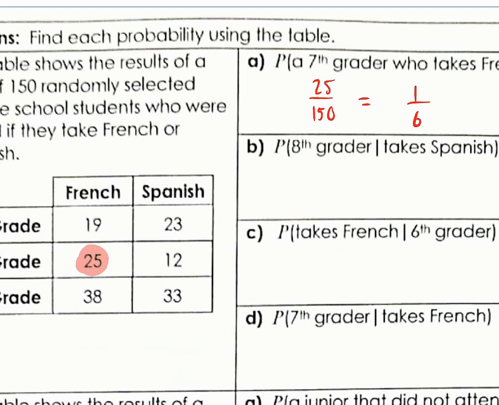Now, look at the next problem. You're wanting to find the probability of an 8th grader, given that they are taking Spanish. So what's my focus? Taking Spanish. That's where I'm focusing my data. You understand? So what's my bottom number? 23 plus 12 plus 33 is 68. Now, out of that group, how many are 8th graders? 33. And I don't think that reduces, does it?